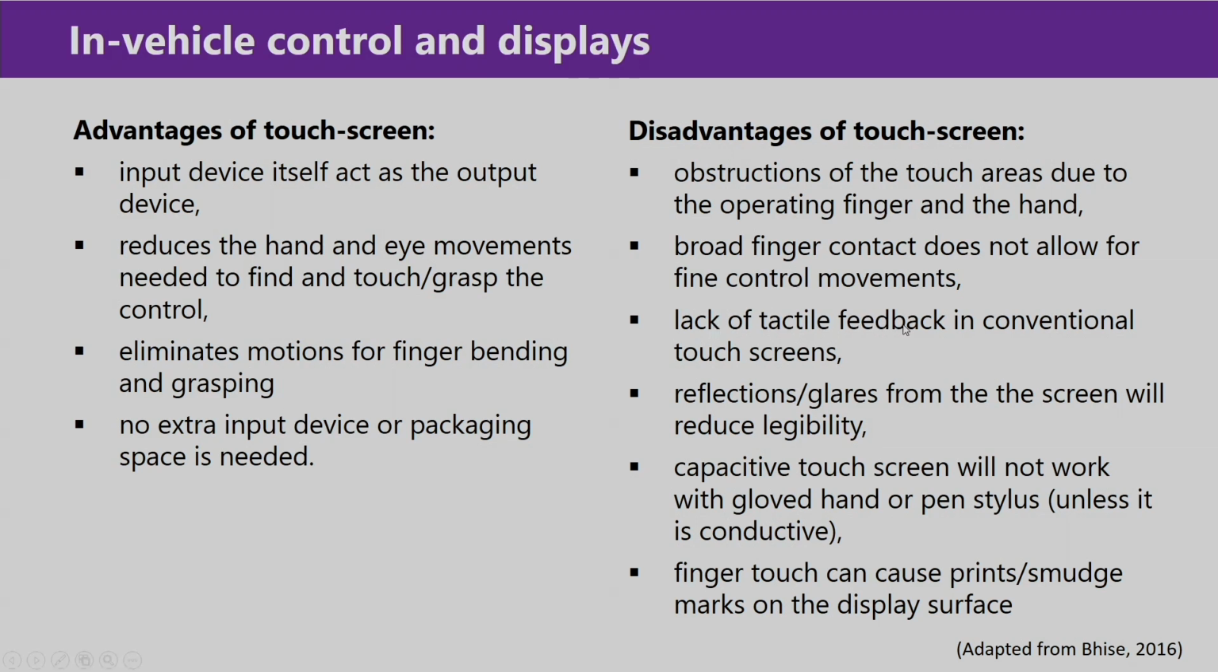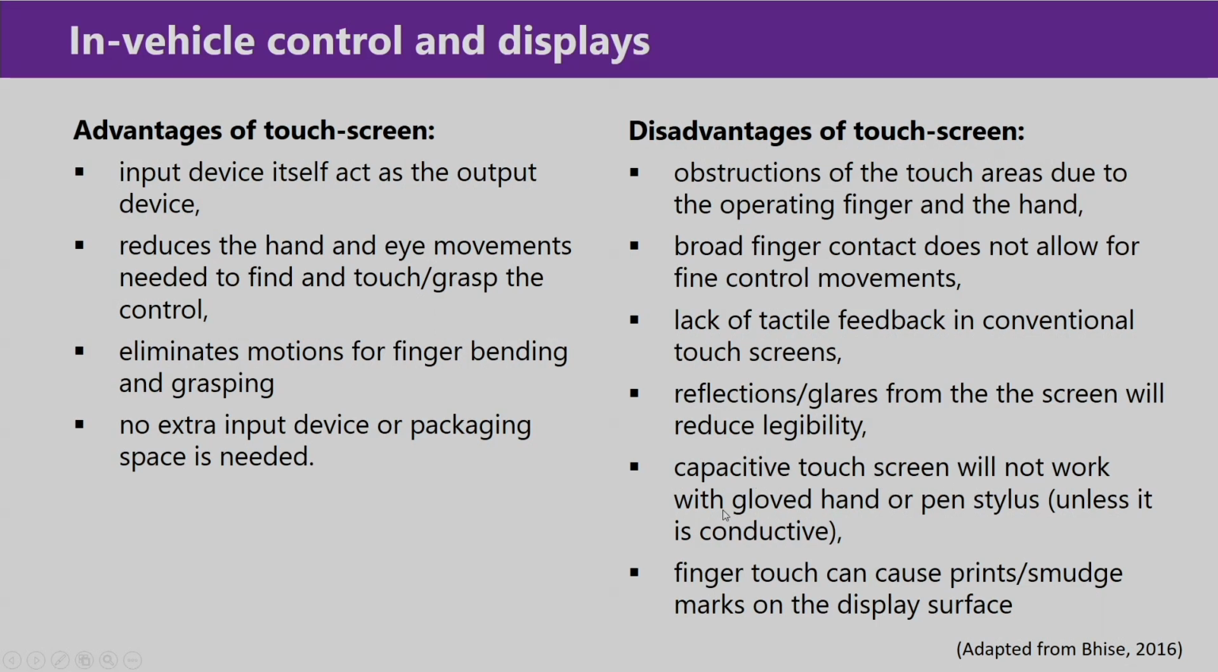There is a lack of tactile feedback in conventional touch screens, but in advanced touch screens this type of tactile feedback is being provided now. Then reflections or glare from the screen will reduce legibility, particularly during daylight or where light falls directly on the touch screen, causing problems with visibility of information. Capacitive touch screens will not work with a gloved hand or pen stylus unless it is conductive. Finger touch can cause prints or smudge marks on the display surface.